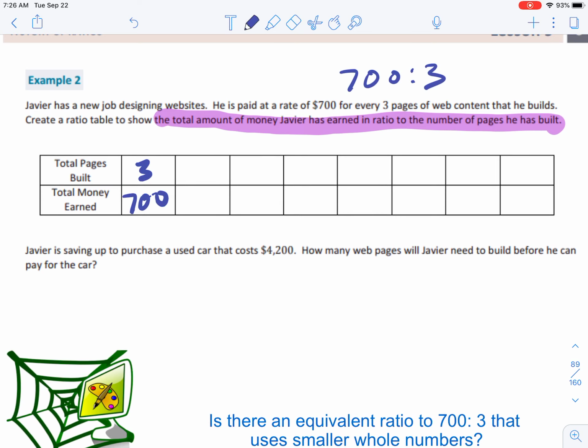So you should have paused the video and completed the table. One side's counting up by 3s, and the bottom's counting up by 700s. It's easy to just count up by 7s and then just add 2 zeros.